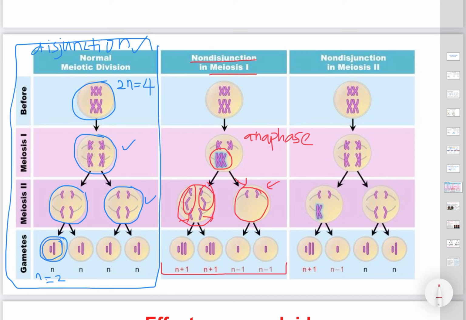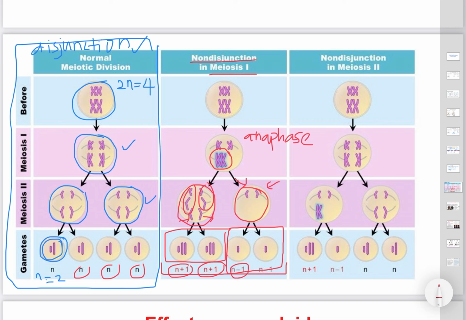Kita akan menghasilkan hasil dia by the end of meiosis 2, we have 4 daughter cells or 4 gametes with the number of chromosomes berbeza daripada yang normal. Yang normal semua kita dapat n equals 2. But this daughter cell, kita ada n plus 1, where we have one extra chromosome, while on the right side we have the daughter cell or gamete with one less chromosome.